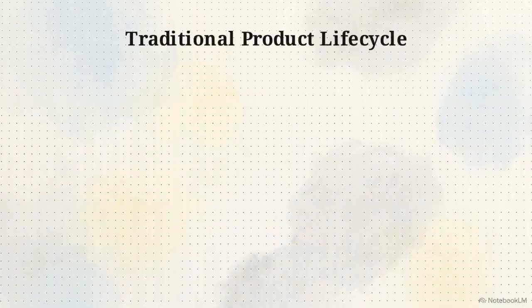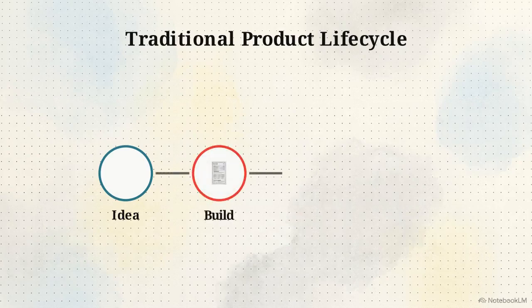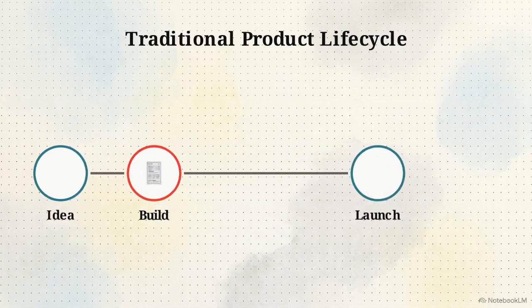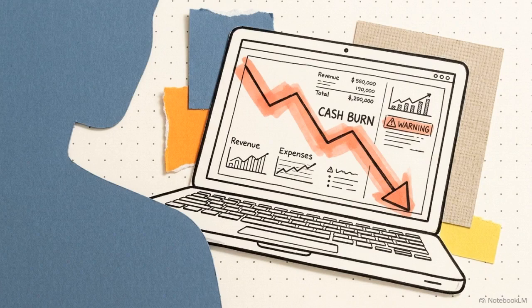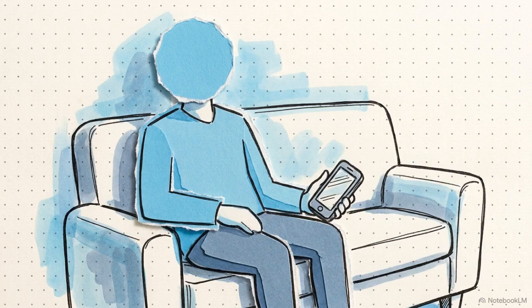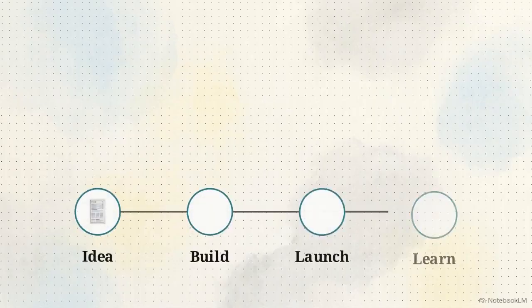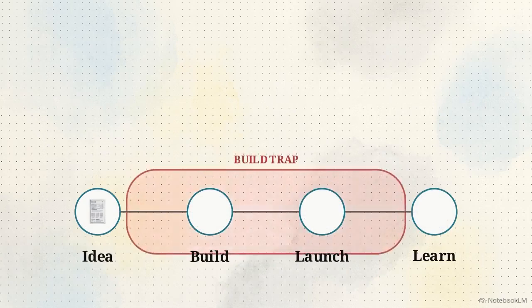This happens because the traditional product lifecycle is a linear sequence. You start with an idea, enter a months-long build phase, move to a launch, and only then do you reach the learn phase to see if the idea was actually viable. The problem is that the middle steps, building and launching, consume your available time and capital before you ever find out if the customer actually wants what you're making. Following this path, companies commit massive investments before having data.